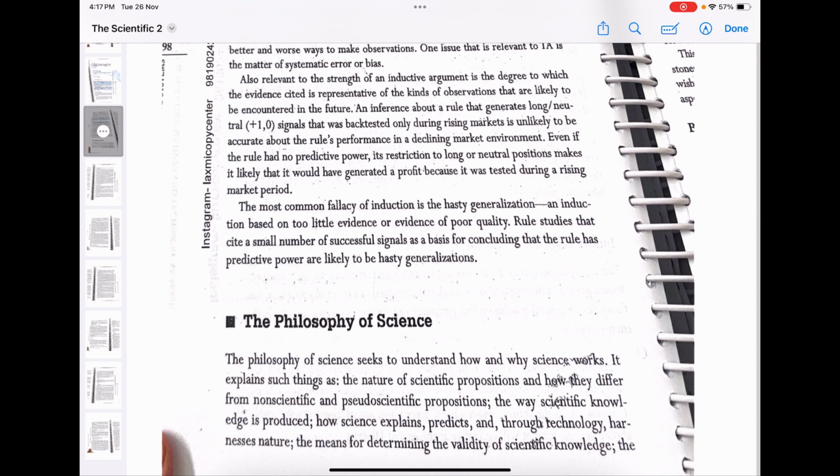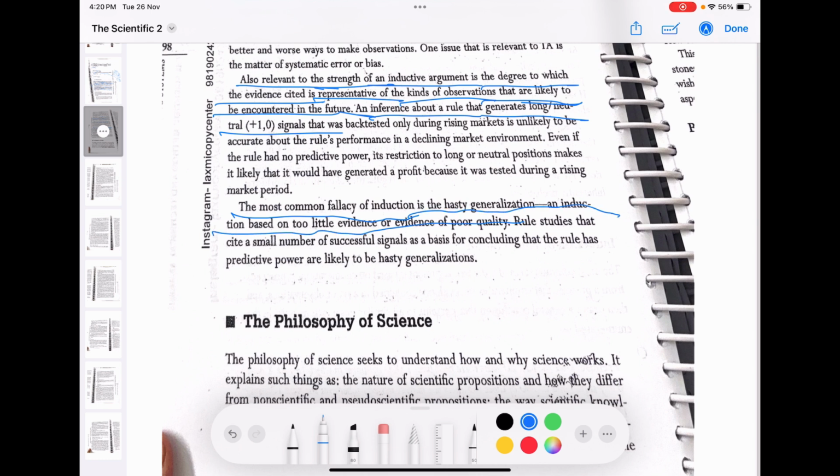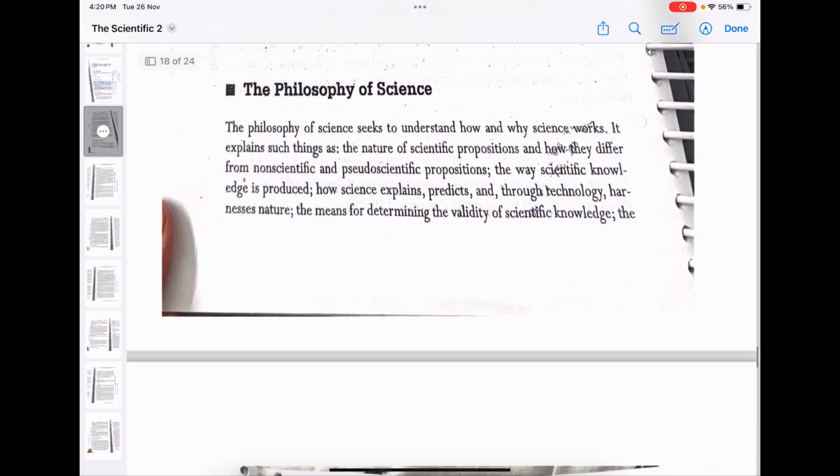Also, another thing about the strength of an inductive argument is the degree to which the evidence cited is representative of the kinds of observations that are likely to be encountered in the future. The most common fallacy of induction is hasty generalization, an induction based on too little evidence or evidence of poor quality. Rule studies that cite a small number of successful signals as a basis for concluding that the rule has predictive power are basically not nice, because they're really bad generalizations.